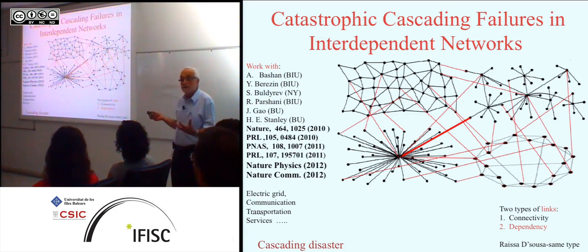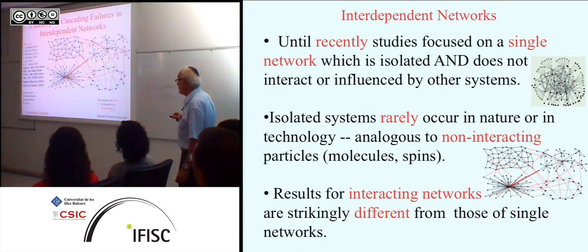One system cannot function if the other cannot give it supply. For example, if you have a communication system, and there is no electricity, how will communication work? There is no communication. Or transportation needs it also. So there are interactions between the systems, and how do we take them into account?